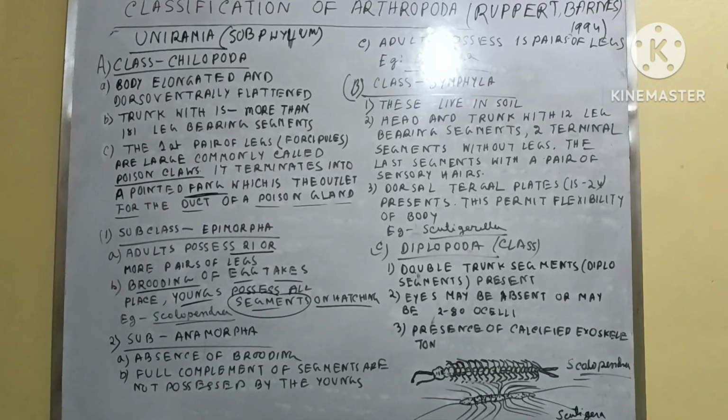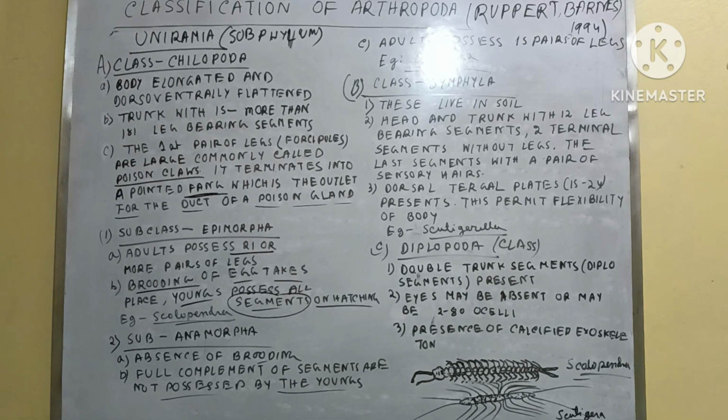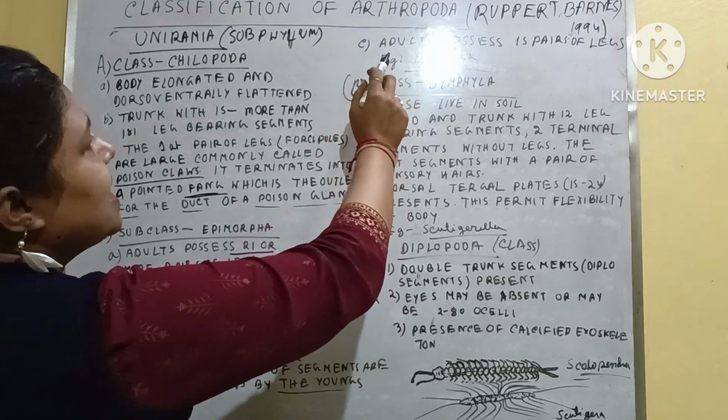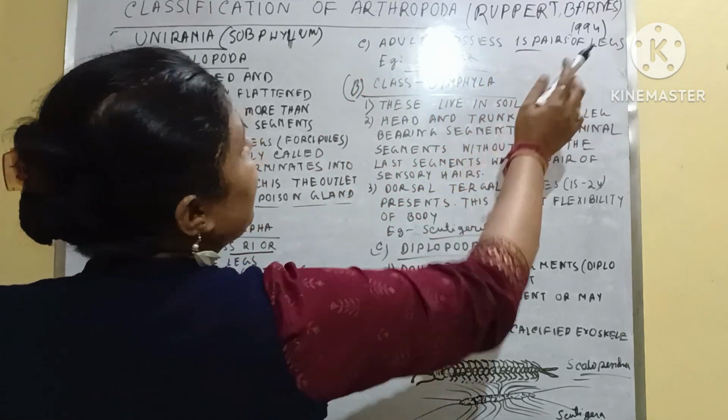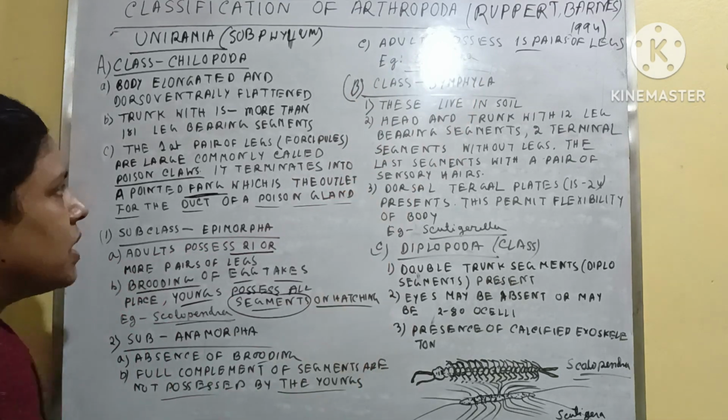The second one is the other subclass, Anamorpha. Here brooding is absent, and the full complement of segments is not possessed by the young ones. That means the young ones do not have all the segments, or you can say the adults have more segments than the young ones. And the last point is that adults possess 15 pairs of legs. An example is Scutigera.